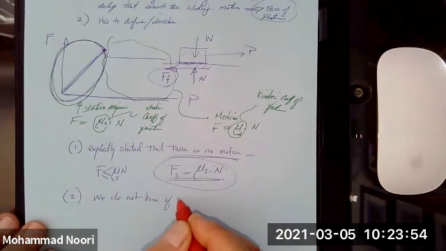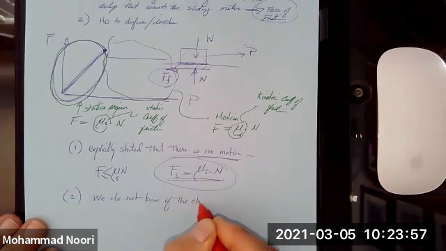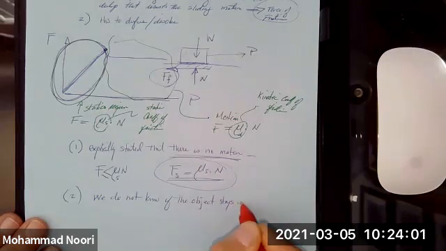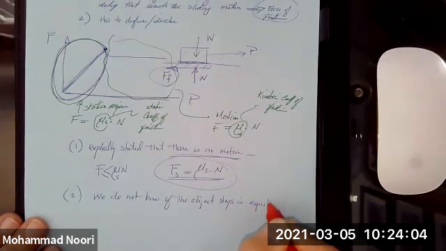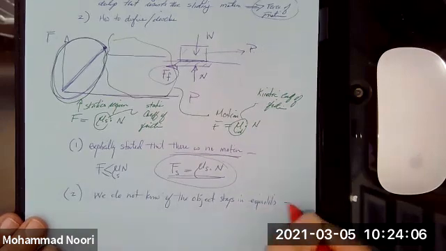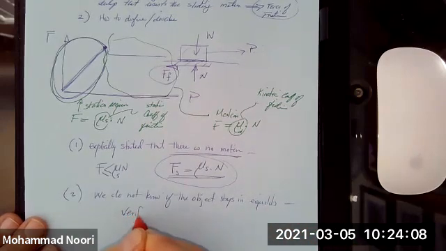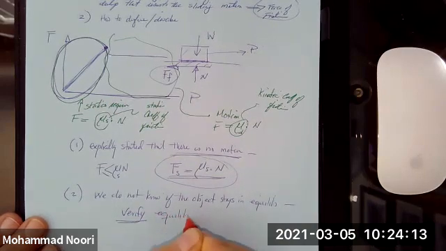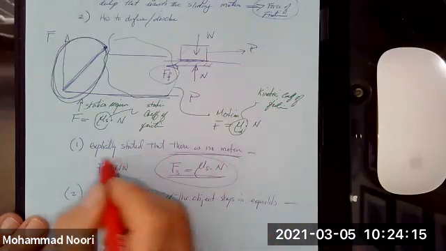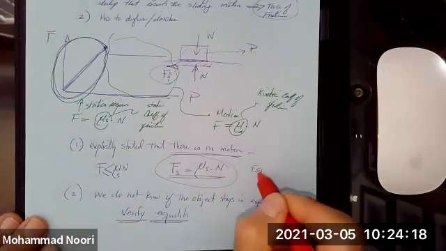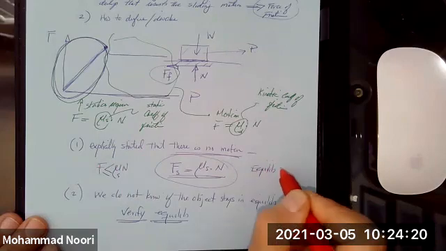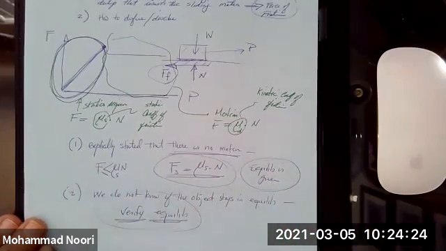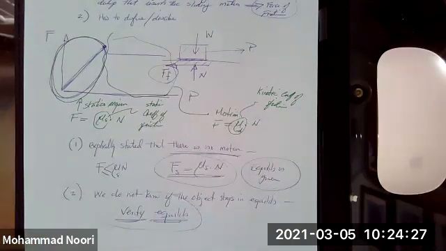if the object stays in equilibrium due to the action of the applied loads. And we want to verify equilibrium. So in this case, equilibrium is given. In this case, we want to verify. And this verification is what?